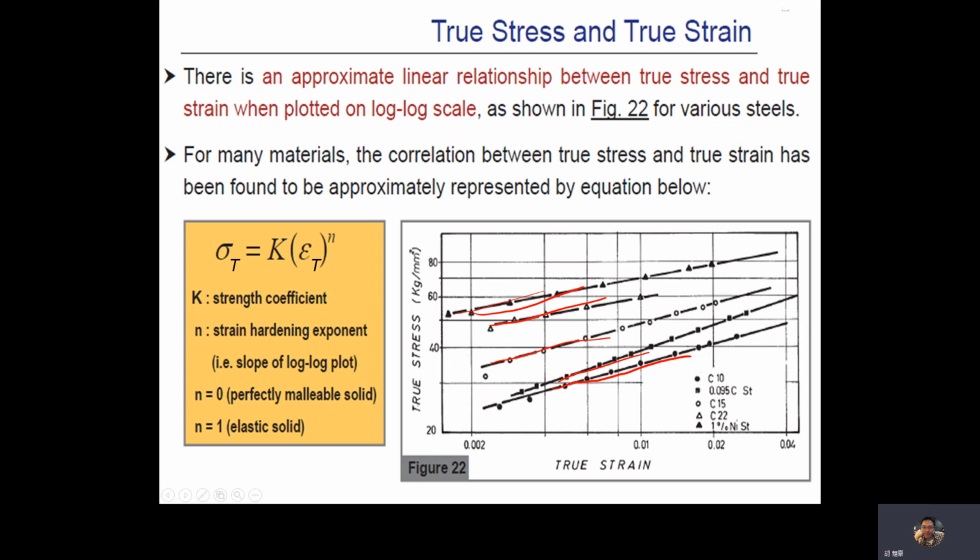For example, we have a product made of some alloy with different processes, and we can plot this true stress and strain curve to figure out the value of n. When we know the value of n, we can realize that this alloy made from this process can have the higher value of n.